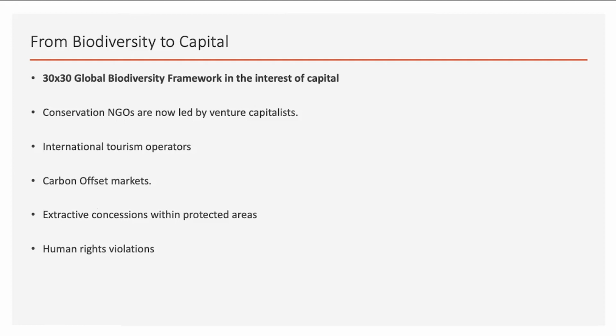It's much more than anyone can ever grasp, right? And it's also really pushed by international tourism operators, but now also carbon offset markets. And also, there are extractive concessions that are constantly given to extractive industries that are happening within the protected areas.